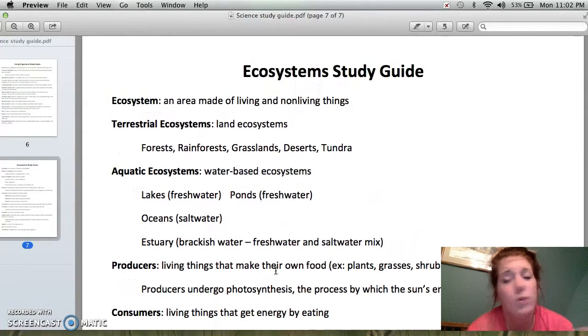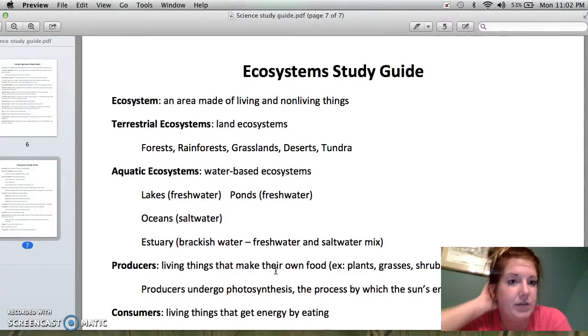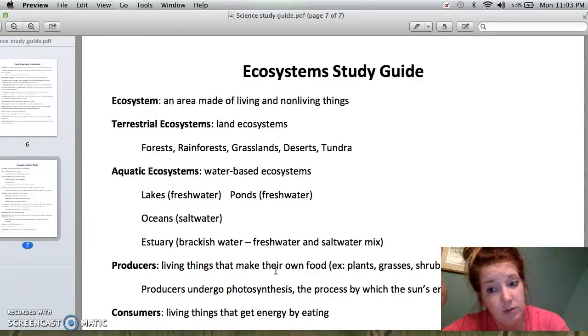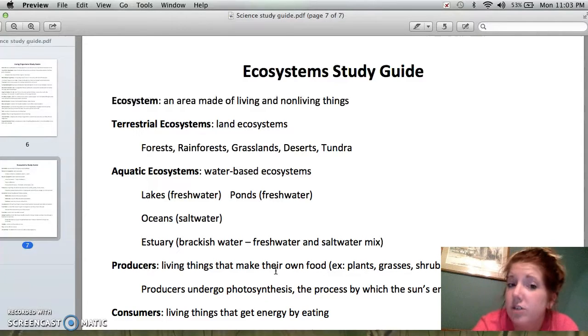Next, we're going to move on to ecosystems, which is many of your favorites. Ecosystems are an area made of living and non-living things. And make sure, don't forget about the non-living part. Terrestrial ecosystems are land ecosystems. We included forest, rainforest, grasslands, deserts, and the tundra.